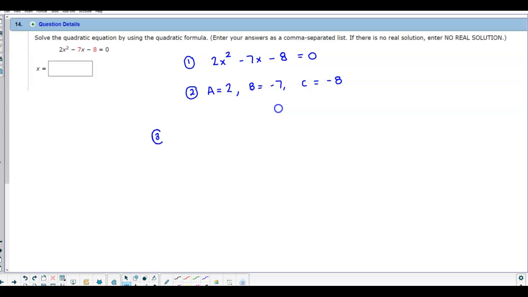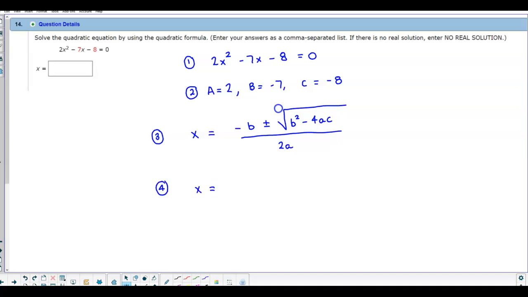Now step 3, we're going to use the quadratic formula. And the quadratic formula is x, which is equal to negative b, plus or minus the square root of b squared minus 4ac divided by 2a. So now we're going to plug those values in.